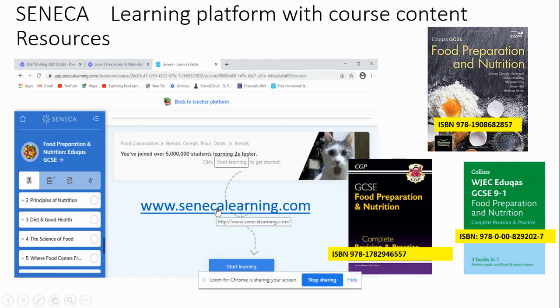Seneca Learning is another great online platform, making revision and learning much easier. And then we've also got textbooks too, which we use in the classroom for theory lessons. So a combination of all of these different avenues is what we tend to use. So I hope that answers that question for you.